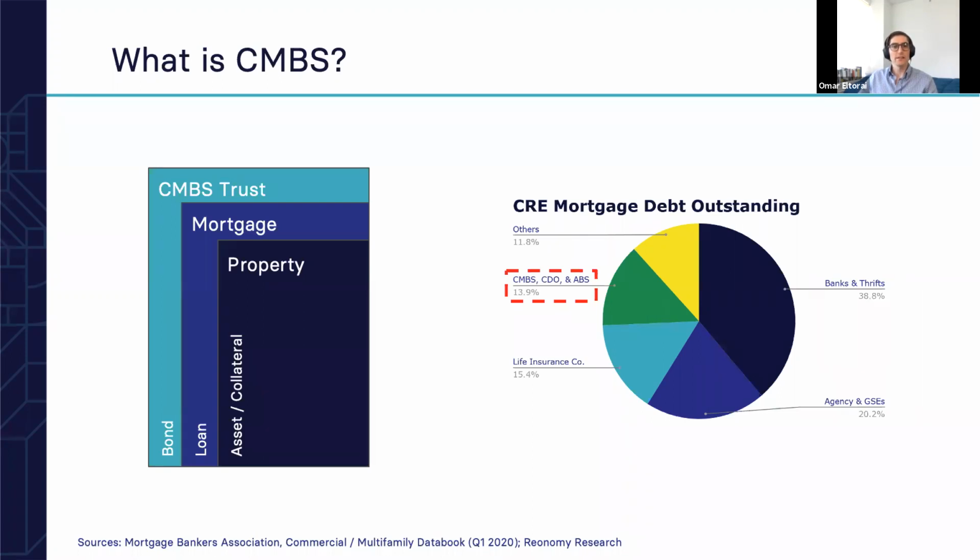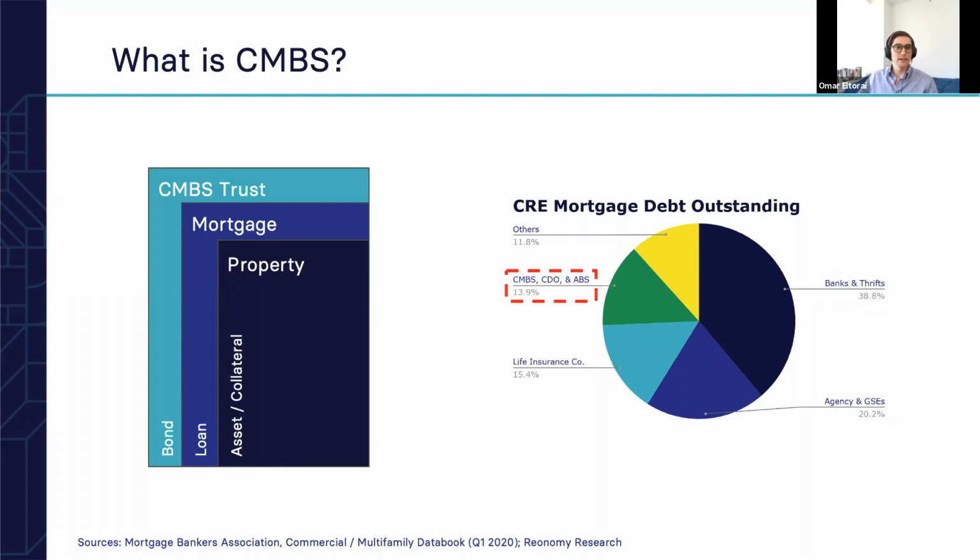And while CMBS and other asset-backed securities, including CDOs and CLOs, played a larger role leading up to the global financial crisis, they currently represent around 1 out of 7 mortgages on commercial real estate properties now. So that's about 14%. While it is a smaller slice of the overall CRE debt pie, and well behind bank and agency portions, it's not an insignificant amount by any means.